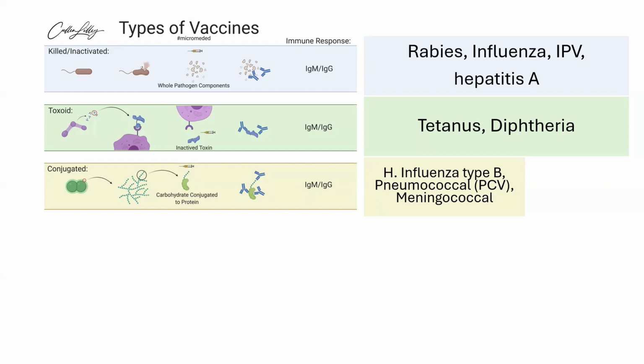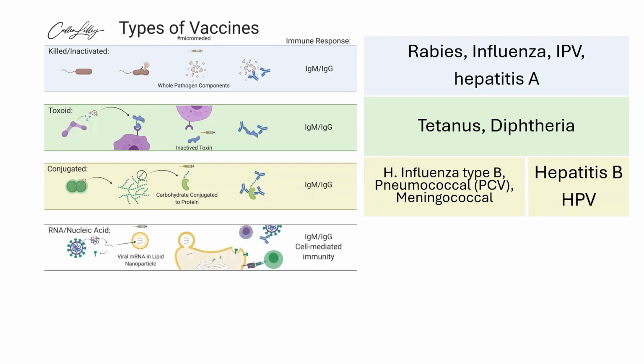Now, similar to this is the subunit vaccines, which take just a small piece of the bacteria and elicit a response from our immune system. And this would include hepatitis B and HPV vaccines. We also have RNA vaccines recently due to work done at Penn, and this only includes currently COVID vaccines.